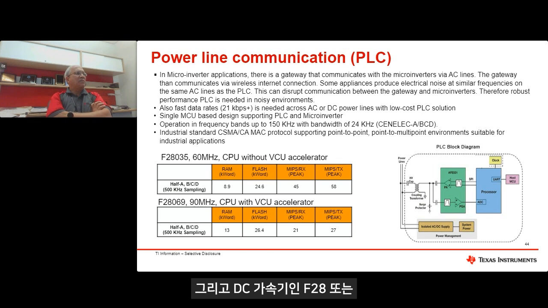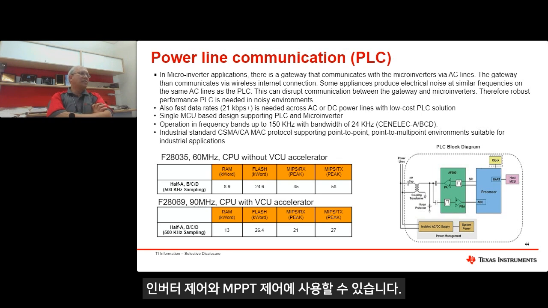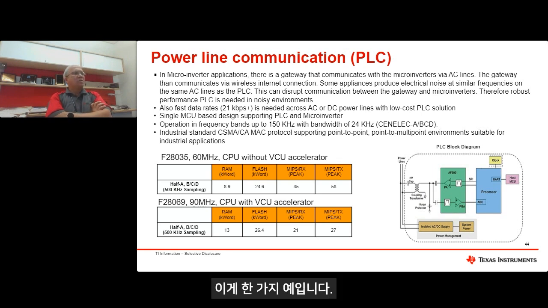If you have the VCU accelerator, then the F28069 running at 90 megahertz takes much lower MIPS, 21 MIPS. Basically, that means the rest of the MIPS is available for inverter control and MPPT control. So it's one example. And if the processor has enough power, you can implement the PLC plus the inverter and MPPT control, all that in a single chip.